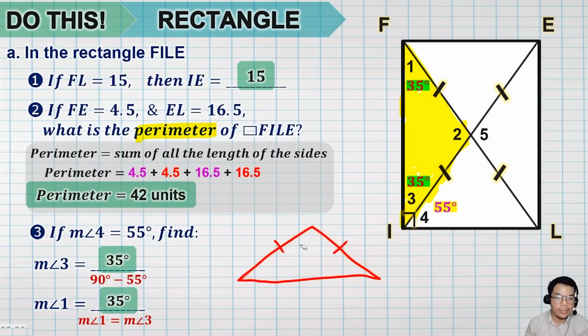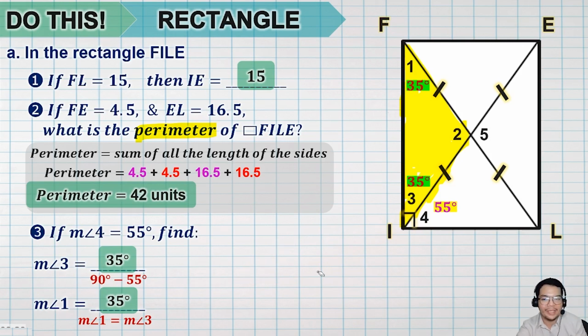So kapag isosceles triangle, may tinatawag tayong isosceles triangle theorem, wherein if two sides of a given isosceles triangle are congruent, that means their opposite angles are also congruent. Ibig sabihin, sa isosceles triangle, congruent yung dalawang base angle natin. So, magkapares ng sukat sa angle 1 at saka sa angle 3. Kaya pares silang 35 degrees. Okay, next. Proceed tayo with angle 2. What do you think is the measurement of angle 2?